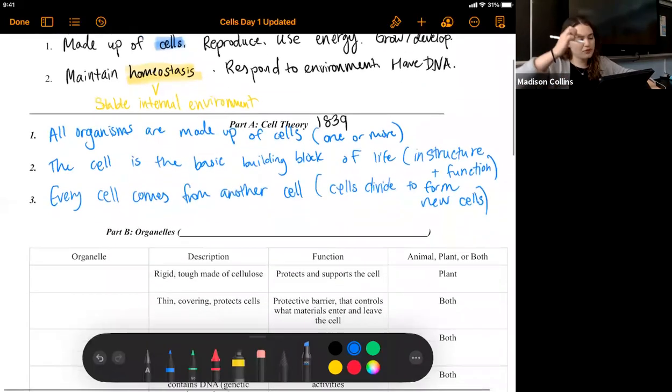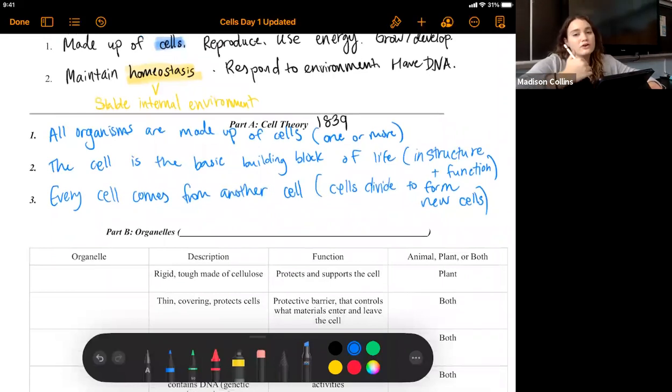One more time, the 3 tenets of the cell theory. What do we need to know about cells? Well, all organisms are made up of cells, so all living things are made up of cells. The cell is the basic building block of life, and every cell comes from another cell.